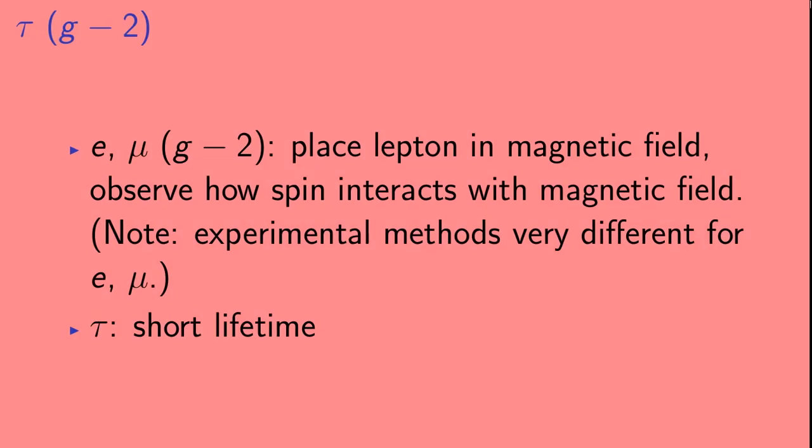So in the case of electron and muon g-2, the basic experimental idea is that you place the lepton in a magnetic field, and you observe how its spin interacts with the magnetic field. Although I should note that the experimental methods for the electron and the muon are actually very different from each other. However, the tau has a very short lifetime, and so it decays before you can make any of those observations.